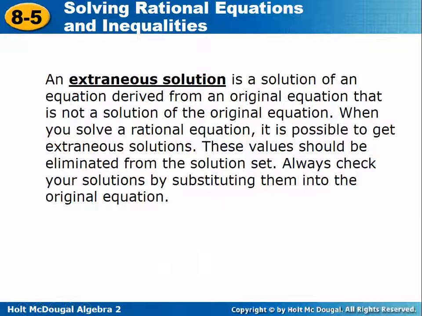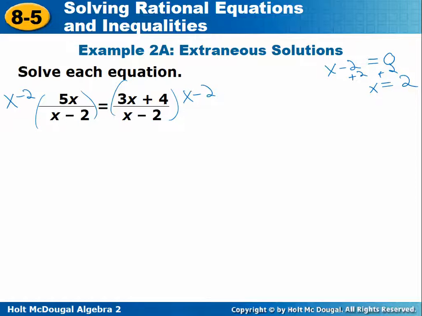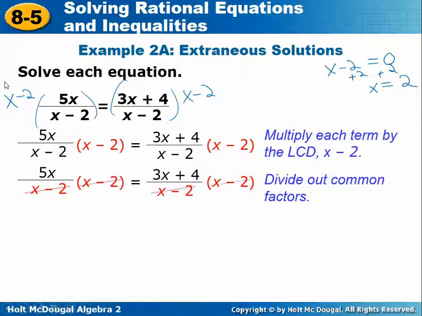All right, so an extraneous solution is when you solve this and you get an answer that does not work. And it is possible to get these, so that's why you should always check, as I was showing you how to do. So here's an example where we might get an answer that doesn't work. So in this one, our common denominator is x minus 2. So I'm going to multiply both sides by x minus 2. And also I should note that I cannot get 2 for an answer. If I get an answer of 2, then that would give me 0 in the denominator, and that wouldn't work. So when I multiply both sides by x minus 2, a lot gets canceled here, and we're just left with 5x equals 3x plus 4.